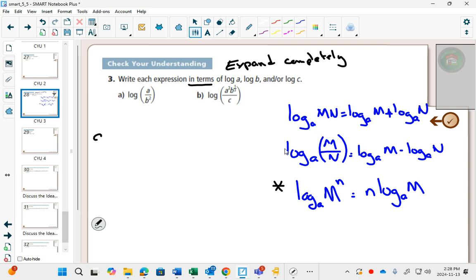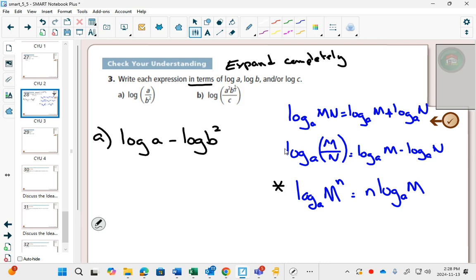So in A, I notice that I'm dividing. That's the second one that I listed right here, where we have dividing inside of a log. Dividing inside of a log means that I can subtract. So it'll be log A minus log B squared, because A was in my numerator and B squared was in my denominator.